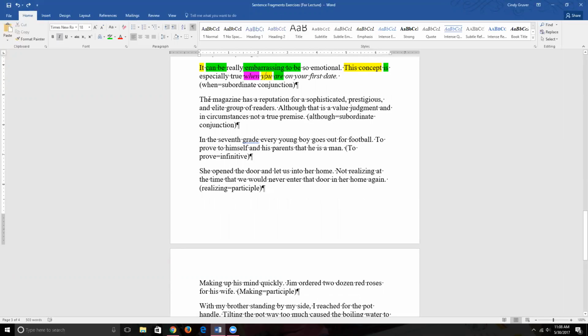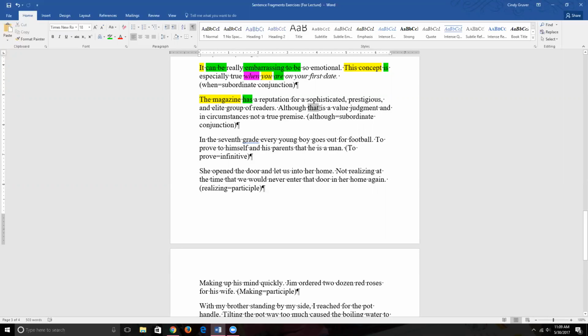The first sentence is, "The magazine has a reputation for a sophisticated, prestigious, and elite group of readers." Our subject is the magazine. Our verb is has, and it does in fact express a complete idea. So our first sentence is in fact a sentence. Although that is a value judgment and in circumstances not a true premise.